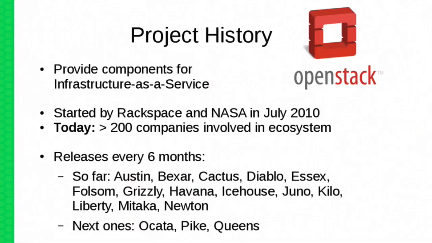It was started 6 years ago by Rackspace and NASA, delivering the two core components. From Rackspace came the Swift component for object storage. From NASA came the compute component called Nova. And today, more than 200 companies are involved in that ecosystem. Releases happen every 6 months.